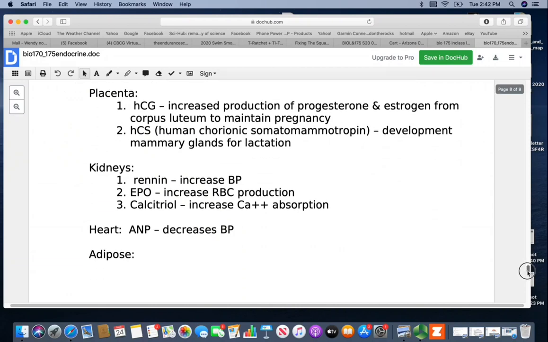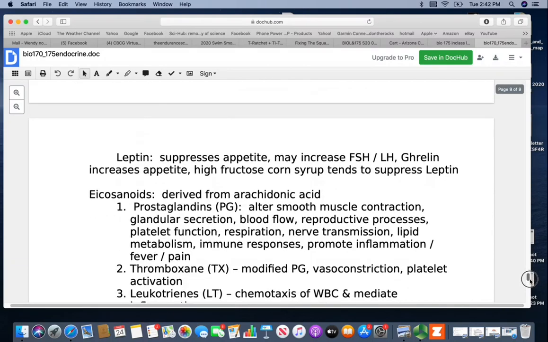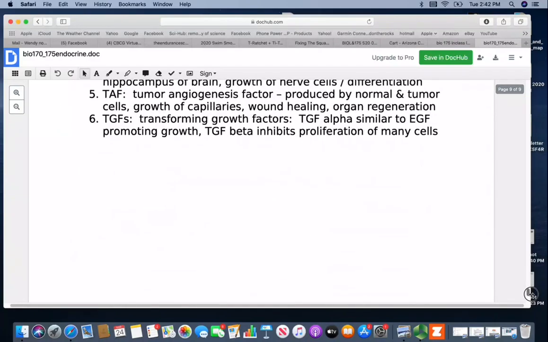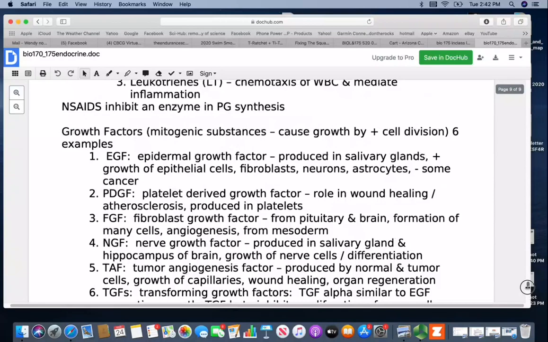So with most of these, we do talk about them in other systems. The other ones are just in here for your own personal interest. Look at them if you're interested, ignore them if you're not.